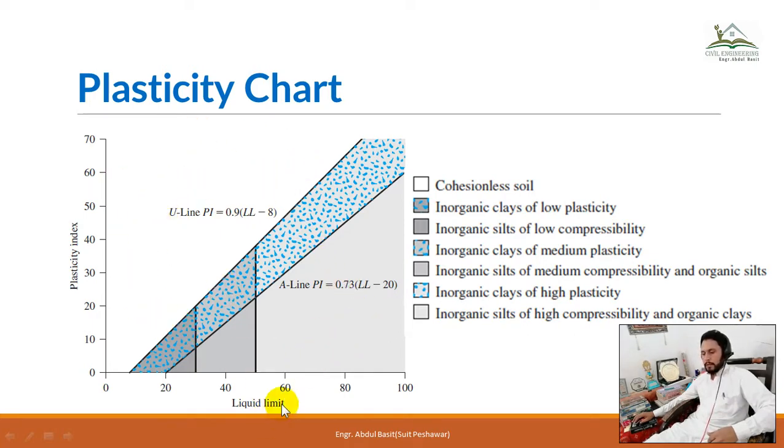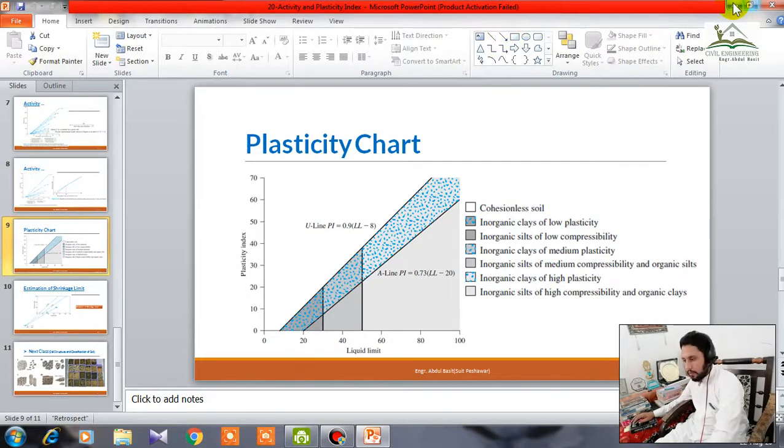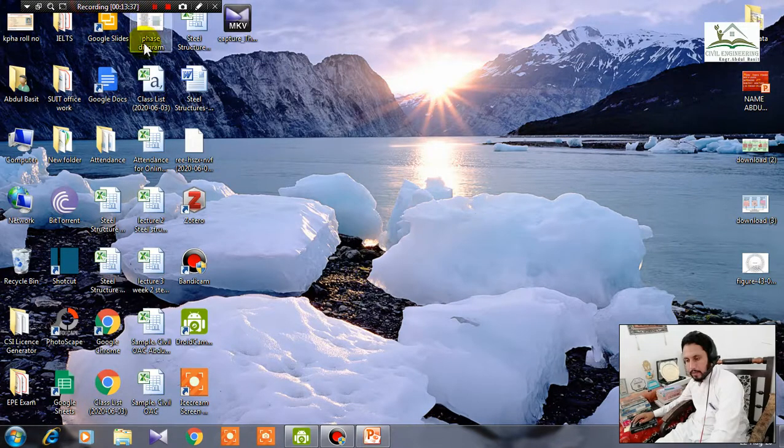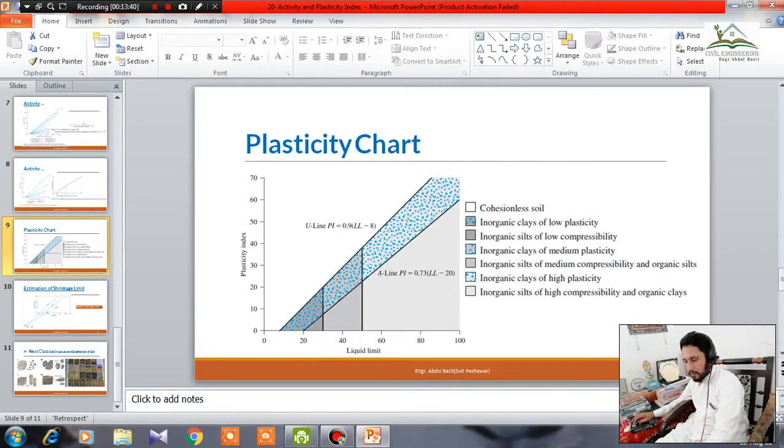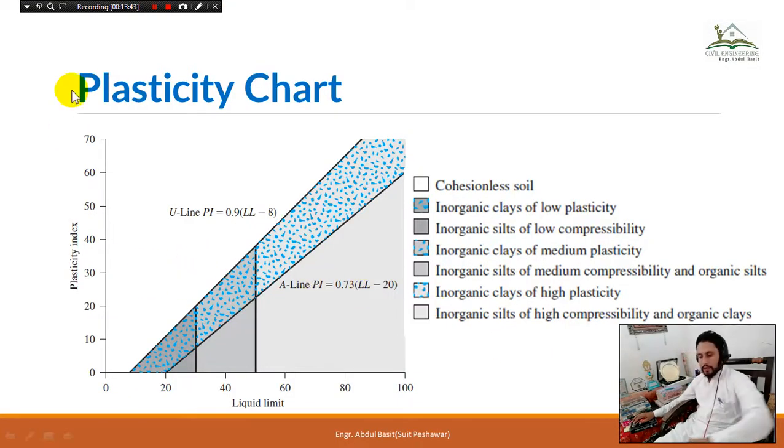How to use it? For example, you have a soil with a liquid limit equal to 60, calculated using the Casagrande apparatus, and the plasticity index for the same soil is, for example, 20. So 60 and 20: draw a horizontal line from this 20, and it will be passing through this point. Let me go back to my draw mode again, so you will see.